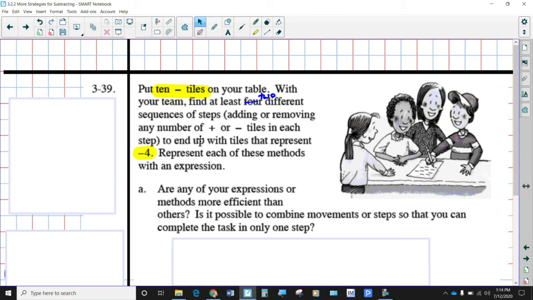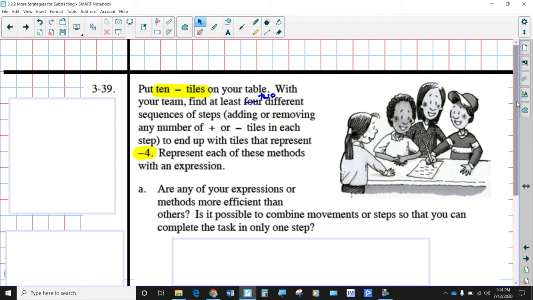Okay, so I'm changing this a little bit. I'm going to make it a little bit shorter for time's sake. It says put 10 negative tiles on your table, and with your team, find at least 4 different sequences of steps, either adding or removing any numbers of positive or negative tiles in each step, so that you end up with -4. So I'm changing this. We're not going to have tiles on our table. You could just draw 10 negative signs, and then you want to change that -10 so that it equals -4. And we want to try and do it in 2 different ways, okay?